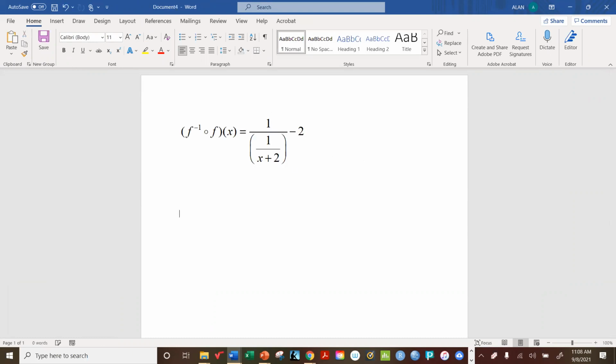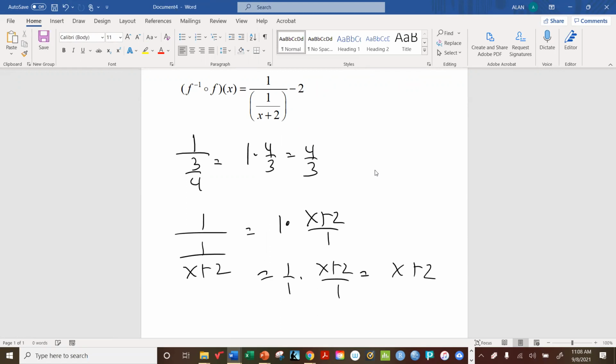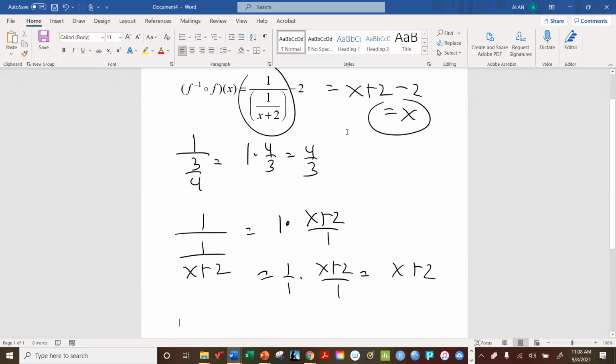Okay, so what you would do now, I did say before, if you have an expression like this, 1 over, let's say 3/4, it's the same as 1 times 4/3 or 4/3. So therefore, if you have 1 over x plus 2, this is the same as 1 times x plus 2 over 1. Okay, which I could rewrite as 1 over 1 times x plus 2 over 1. It's just x plus 2. So in other words, all of this is just x plus 2. And that one is done. Okay, so that is what we were hoping for, but we have to do this twice.